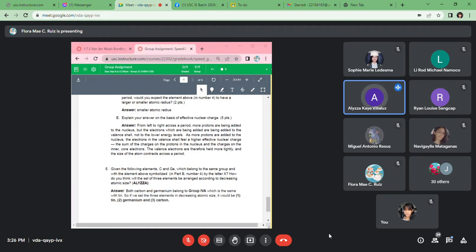Both carbon and germanium belong to group 4A, which is the same as tin. So if we arrange the 3 elements in decreasing atomic size, it would be tin, germanium, and carbon, since tin has the highest atomic size, with atomic number 50, then followed by germanium, which is 32, then carbon, which is 6. So that's it. Thank you.